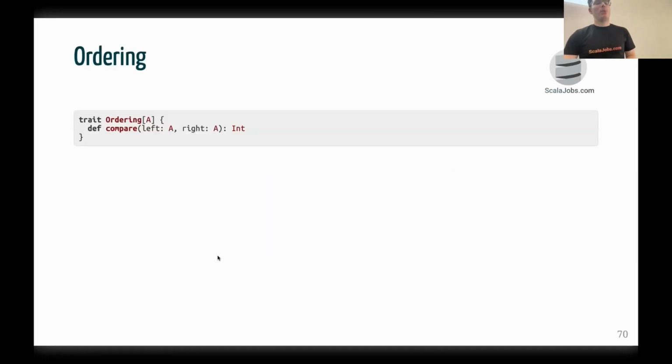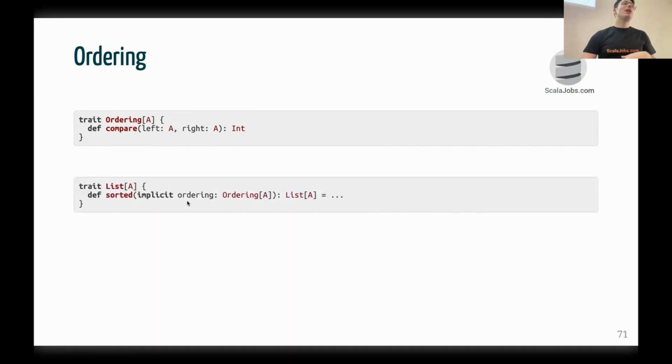Another counterexample: if you look at the Scala standard library, there is a type class called Ordering. This type class allows you to compare values to one another. Say, is it bigger? Is it lower? Is it the same? It's a type class because if you look at the API for the collection, you pass this ordering implicitly. But in my opinion, it's a mistake.